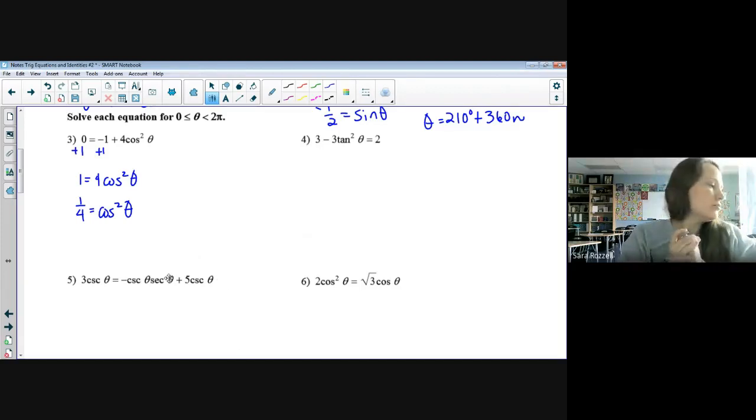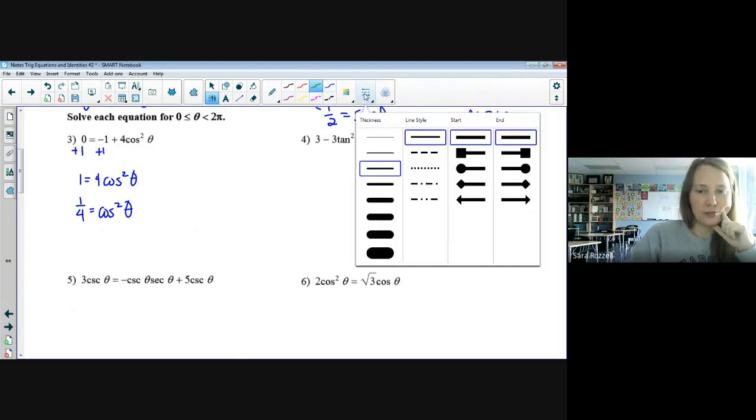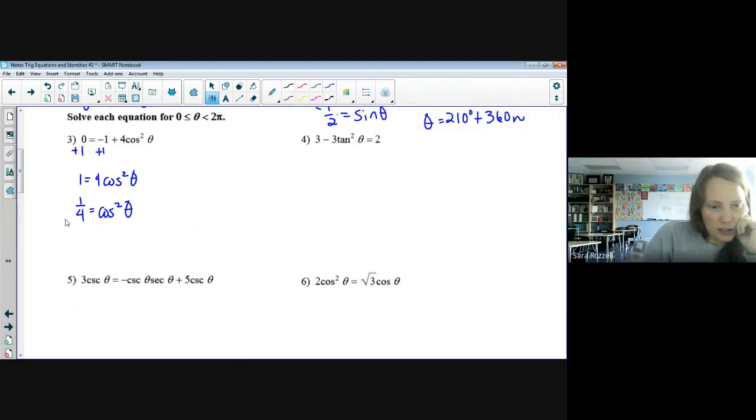And what do you do to get rid of something squared? What are you going to do to both sides to get rid of something that's squared? You take the square root of both sides, and we remember if you take the square root of both sides, you have to put a plus or minus in the front. So we're going to be solving for the positive and the negative option. So we'll take the square root of both sides with a plus or minus.